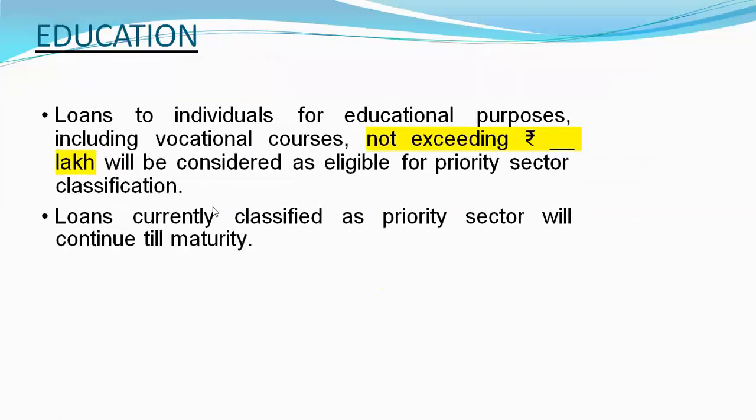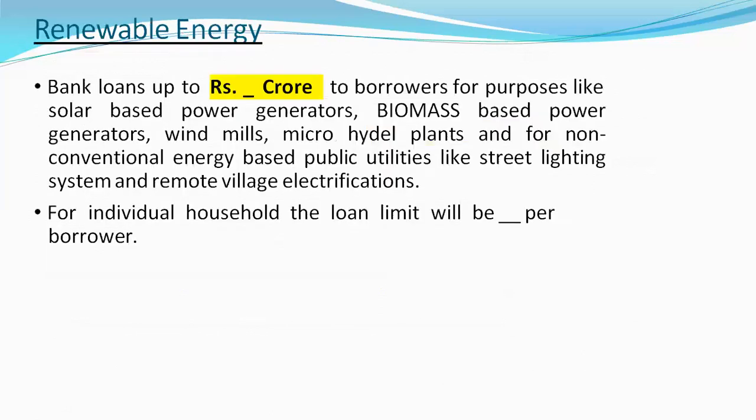Okay, so next is related to education. How much education loan given to an individual will come under priority sector? Loans to individuals for educational purposes, including vocational courses, not exceeding rupees dash lakh will be considered eligible for priority sector classification. So let's see the right answer. The correct answer is 20 lakh. So friends, any education loan up to 20 lakh that a bank provides will come in priority sector lending.